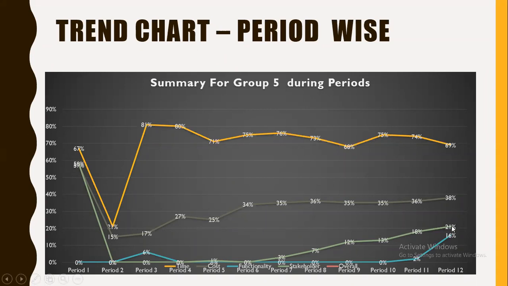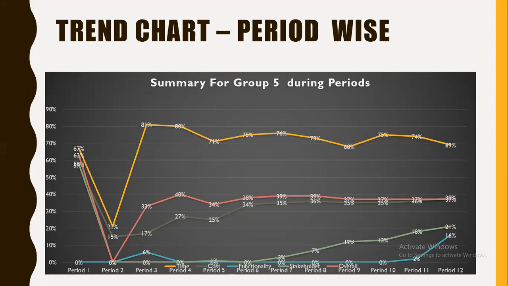In the 12th period, we are getting 21% in stakeholder satisfaction, because in the starting we are using less efficient, less costly resources, and after the 10th period we started to use expensive resources, so we were able to get some functionality, some stakeholder satisfaction at the last.